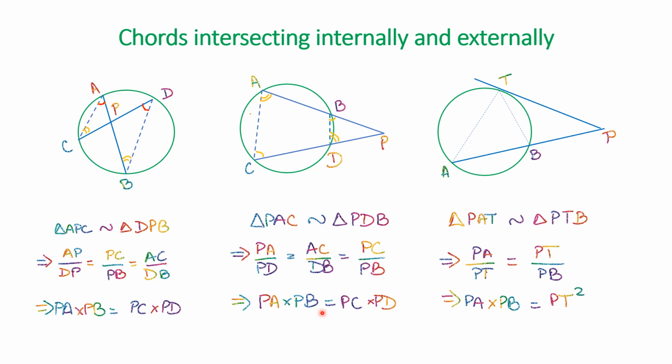Same way over here also. From the intersecting point, PA into PB is equal to PC into PD. Over here, PA into PB is equal to, there is only one PT, so that is equal to PT into PT, that is PT square.